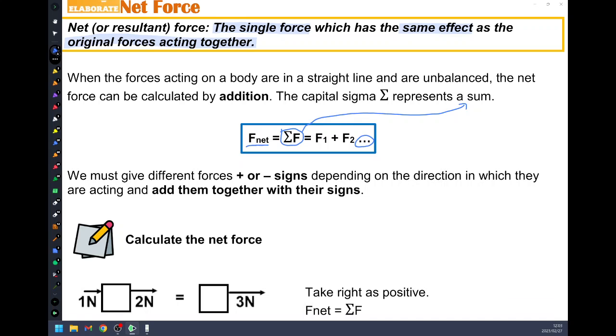Now, one of the important things about this is that we need to give positive or negative signs depending on the direction in which they're acting. So the general way that we do this is to basically assign Cartesian plane coordinates. So going to the right is positive, up we say is positive, left is negative, and down is negative.